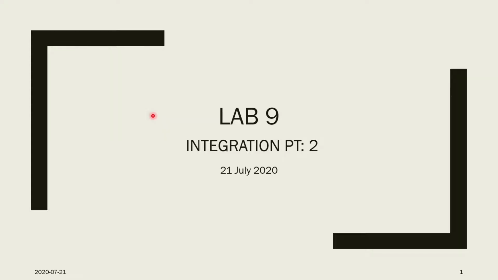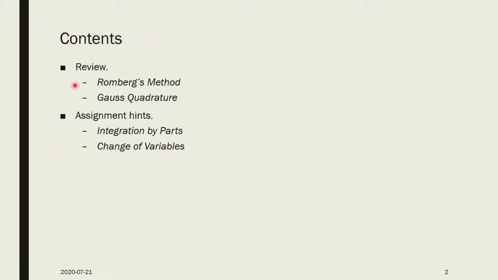Hello everyone, welcome to Lab 9, in which we will discuss two other methods for integration. In today's lab, we will review Romberg's method for integration and Gauss quadrature, and also I'll be giving out some assignment tips on how you can perform analytical integration using integration by parts and change of variables, which you need for Gauss quadrature in some cases.